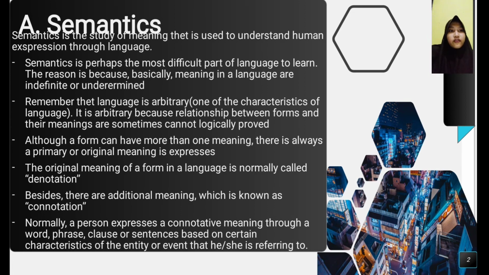Although a form can have more than one meaning, there is always a primary or original meaning that is expressed. The original meaning of a form in a language is normally called denotation. Besides, there is additional meaning which is known as connotation. Normally, a person expresses a connotative meaning through a word, phrase, clause or sentence, based on certain characteristics of the entity or event that he or she is referring to.